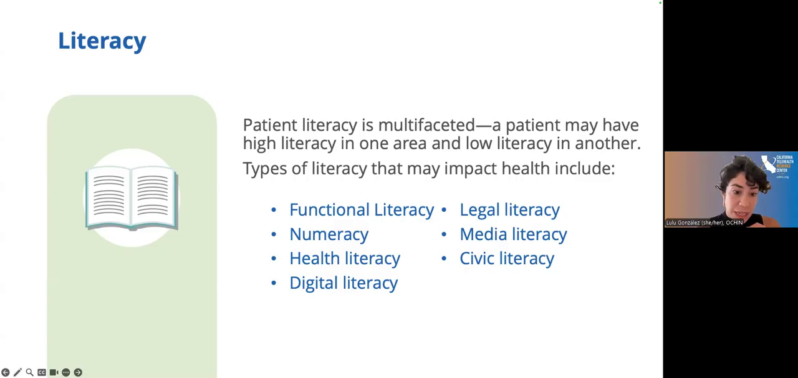Media literacy is of growing importance and refers to the ability to analyze and act on content from TV, social media, etc., and distinguish misinformation. And finally, civic literacy, which is a level of understanding about our government, rights, and policy which supports civic engagement. Some of these types of literacy directly influence the use of digital health tools, including the portal, while others may sway opinions about the portal and its effectiveness and value.